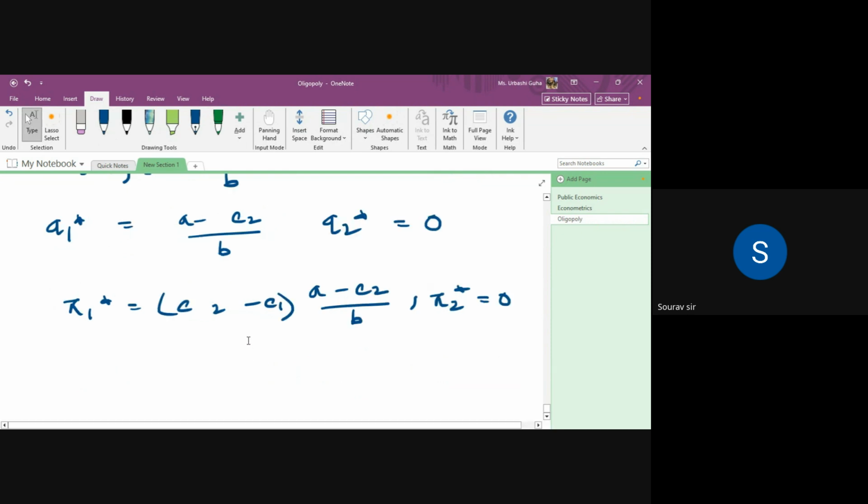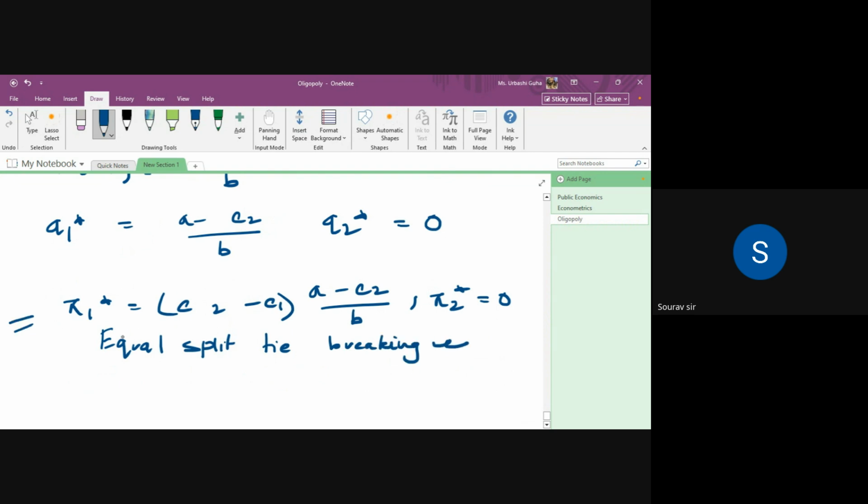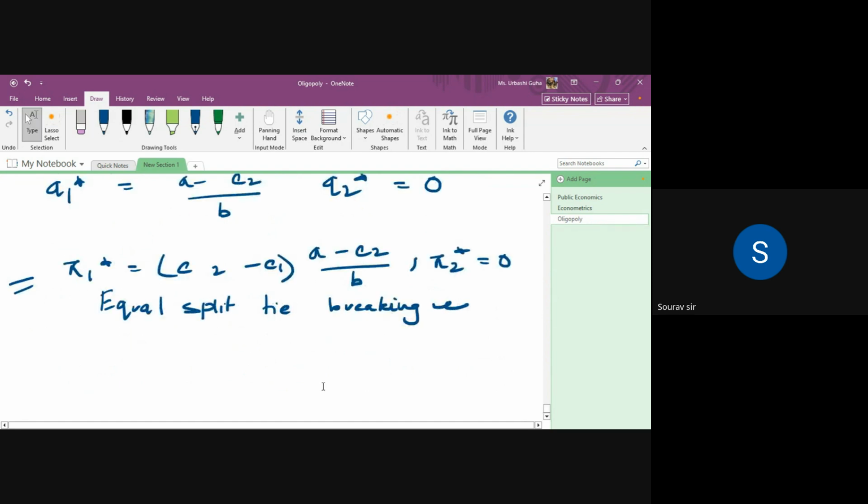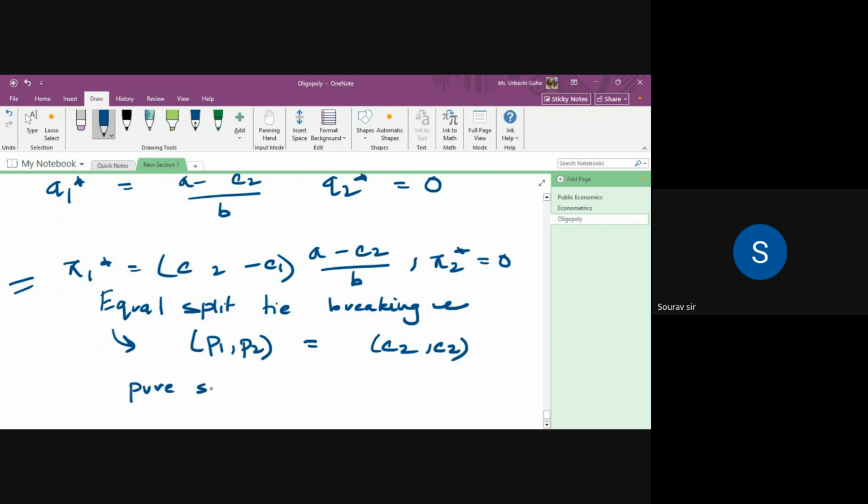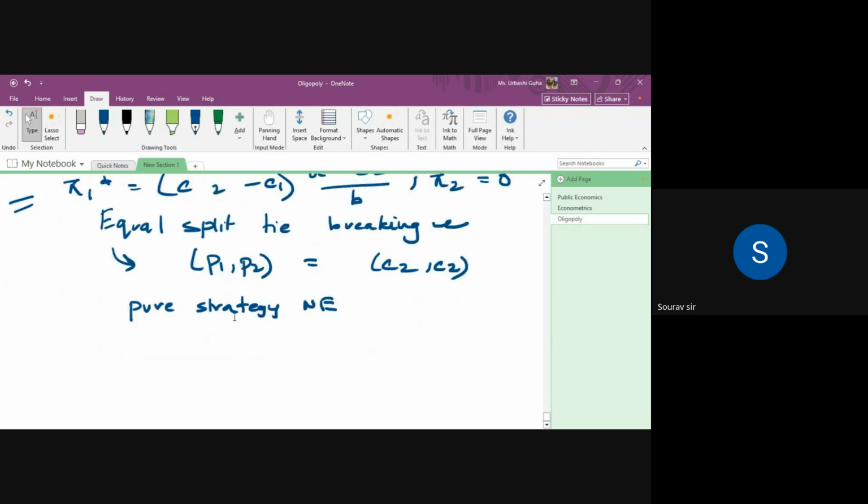This is one. But in the same way, if I talk about equal split tie-breaking, this I talked about with asymmetric cost. Okay, just try to understand. Slowly, once we go through, we will be able to understand, just like Stackelberg and Cournot. Because mathematical economics is there, no? So we have to understand this. Under this rule, if I talk about equal split, then P1, P2 is equal to C2, C2. Why? Because it is not a pure strategy Nash equilibrium. Okay, this we will do. Game theory part, some is there, asymmetric information and all those things.